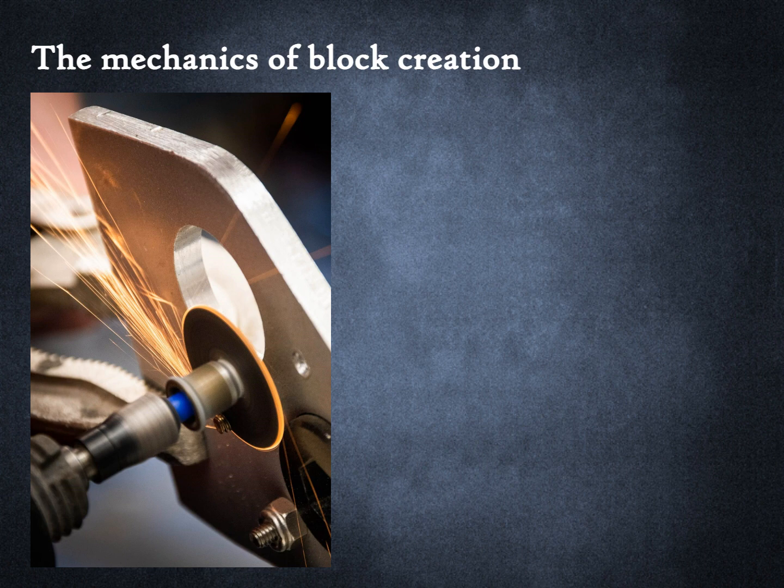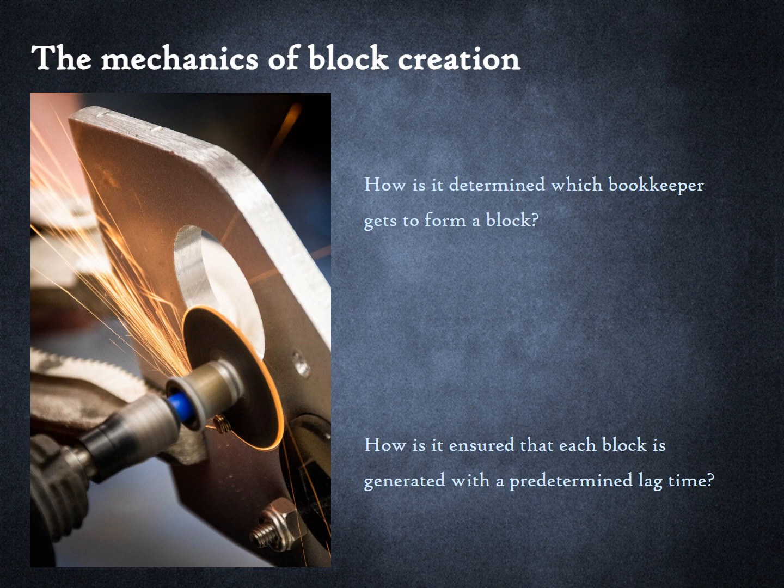There are 2 questions that arise. First, how is it determined which bookkeeper gets to form a block? Thousands of transactions are being verified every minute. Each Bitcoin bookkeeper may choose a different set of transactions to put into a block. We know that in Bitcoin, one block is created every 10 minutes. So, how is it determined whose block will be accepted as the official record? Second, how is it ensured that each block is generated with a predetermined lag time? We learnt that the block creation time for Bitcoin is 10 minutes. Regardless of whether it is 5, 10 or 30 minutes, how is this enforced? To answer these questions, we need to learn about mining. We will turn to this topic next.